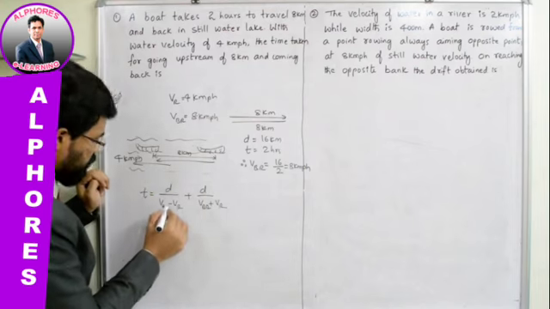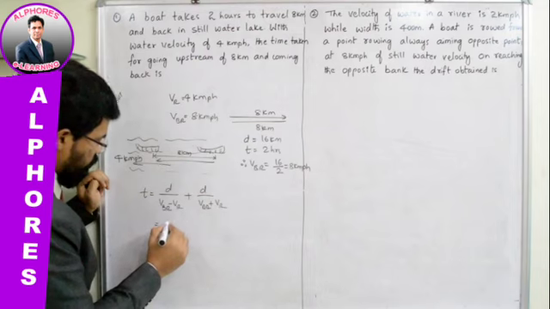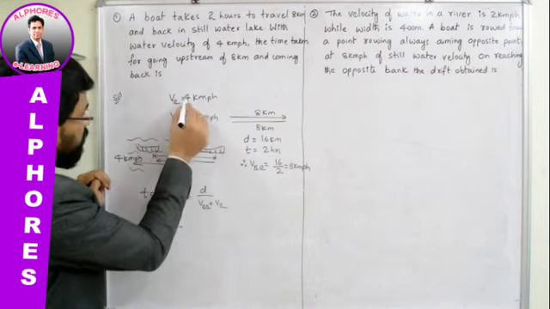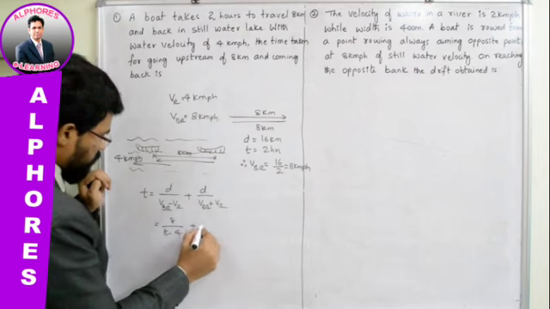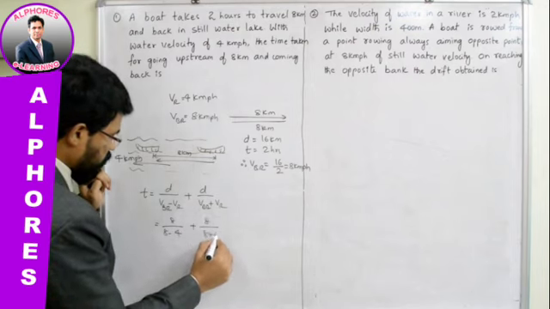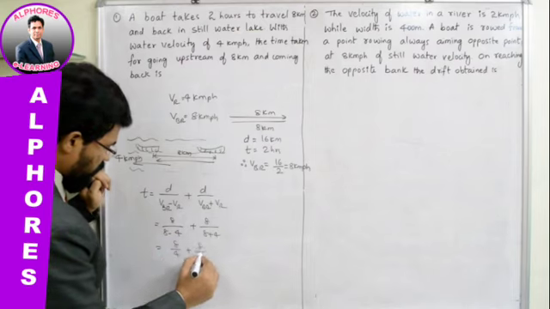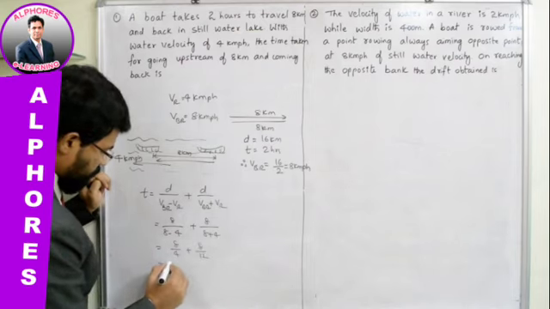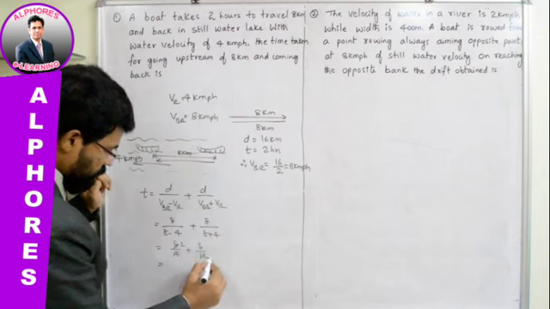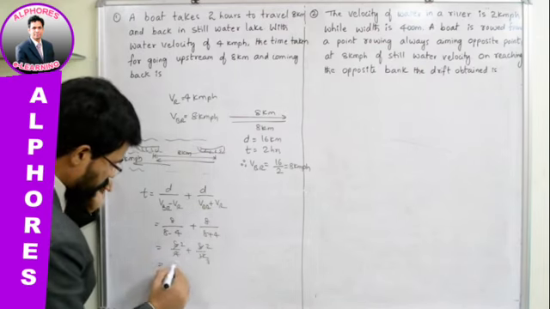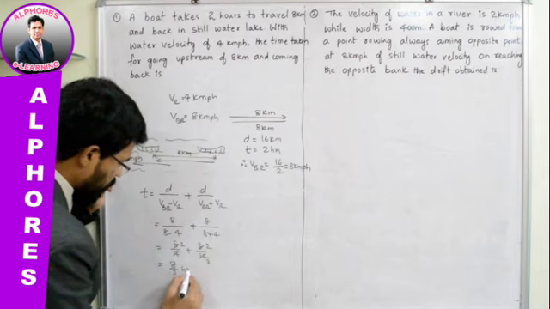Okay. So now let us replace these values. What is the d given? 8 kilometers. So 8 by VBR minus VR is 8 by 8 minus 4, plus 8 by 8 plus 4. So what will you have? 8 by 4 plus 8 by 12. So 2 plus 2 by 3, which is equal to 8 by 3 hours.